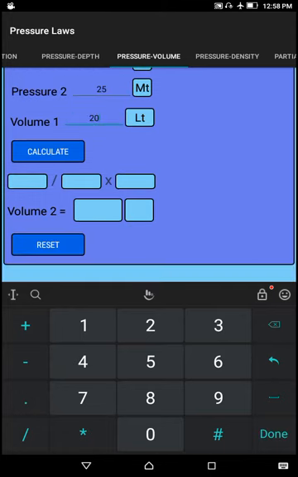Now I would like to calculate. So once I calculate it, I have the formula already written down, and I know that the new volume will be 28.57 liters. That was a metric question. Let's check one imperial. Reset the formula to start over.